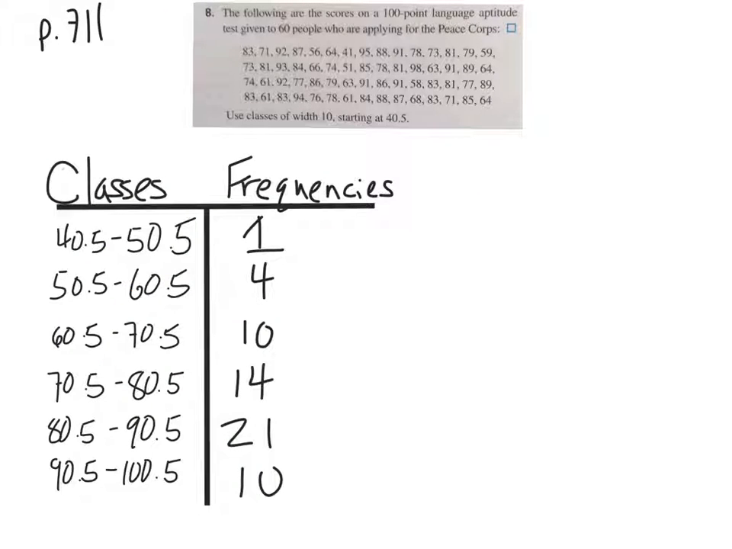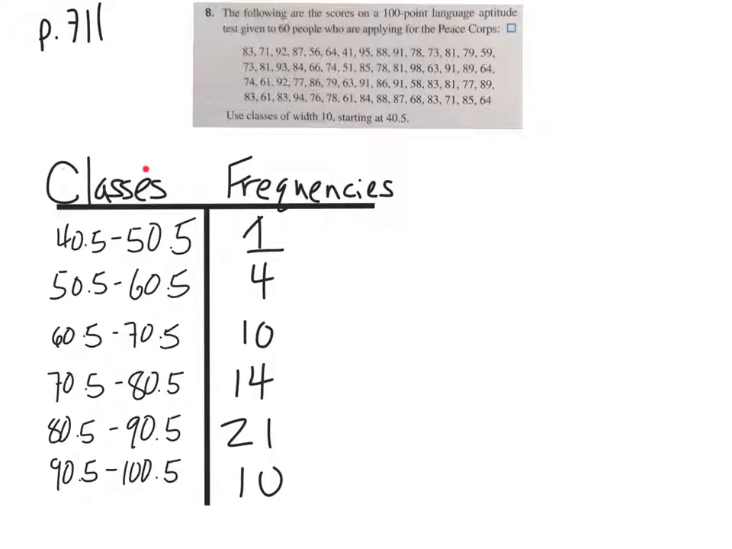Alright, on page 711, we're going to do number 8, which says the following are scores on a 100-point language aptitude test given to 60 people who are applying for the Peace Corps. So these are test scores out of 100, and there are 60 of them. And here's your big set of data. It says use classes of width 10 starting at 40.5.